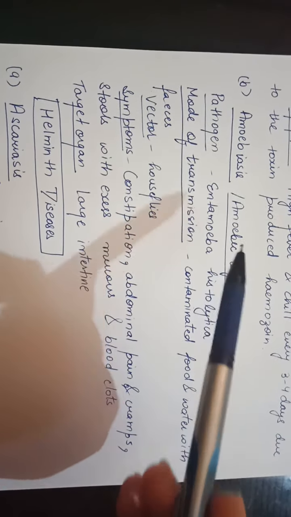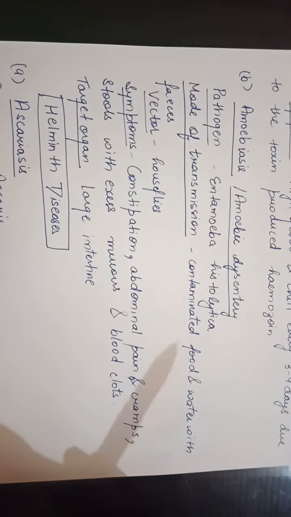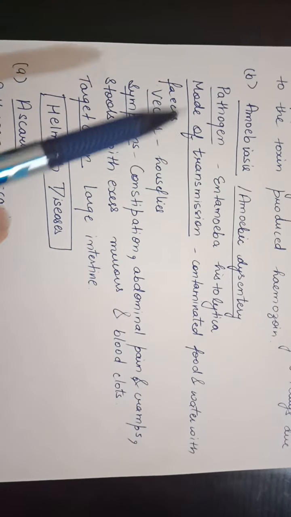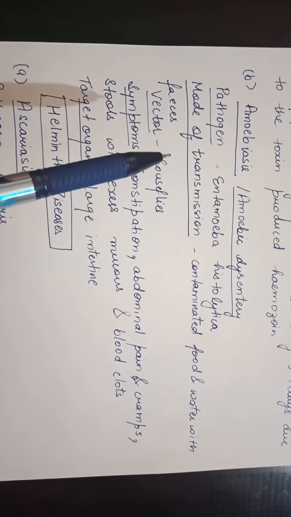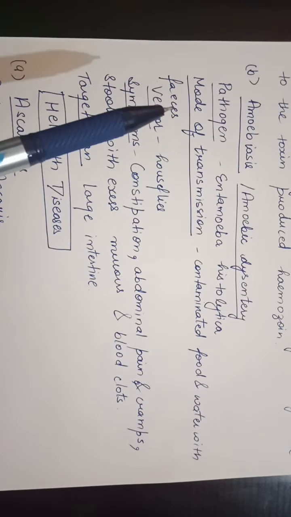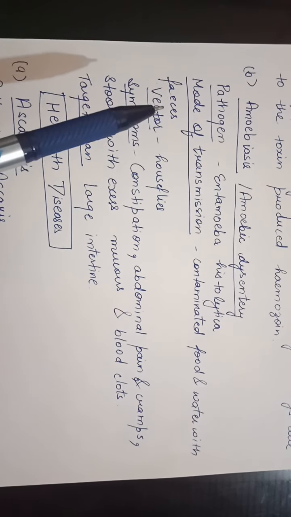Now this amoebic dysentery is a protozoal disease, and simple dysentery is a bacterial disease. In this case, the pathogen Entamoeba histolytica, a kind of amoeba, is responsible. Next, the mode of transmission is contaminated food and water, contaminated with fecal matter.